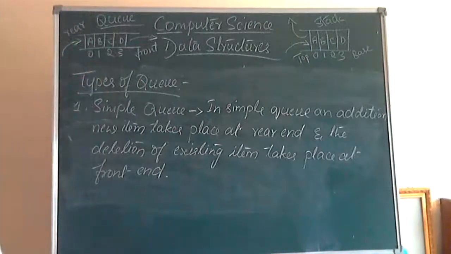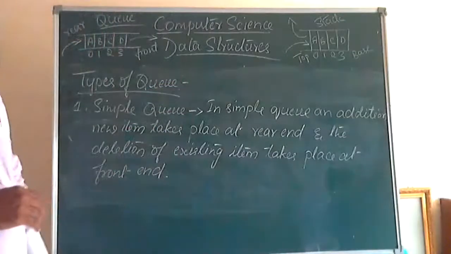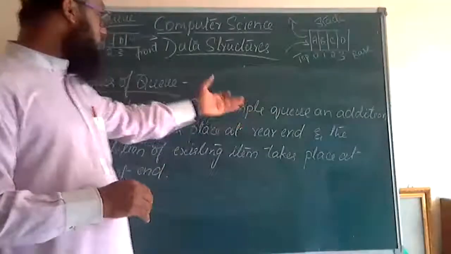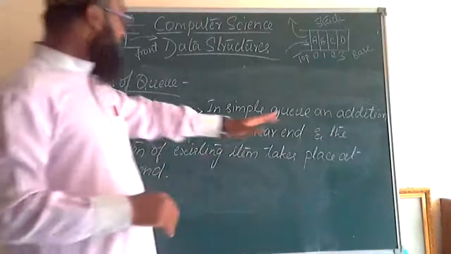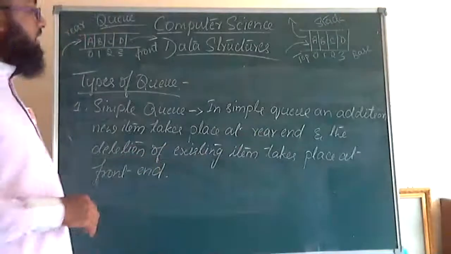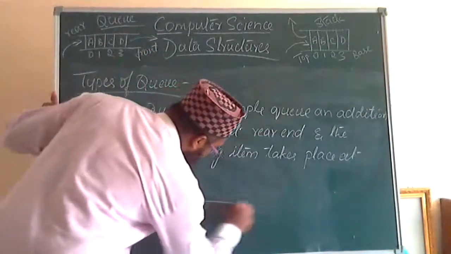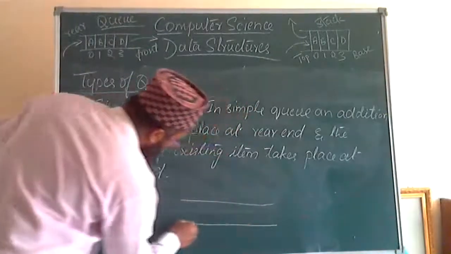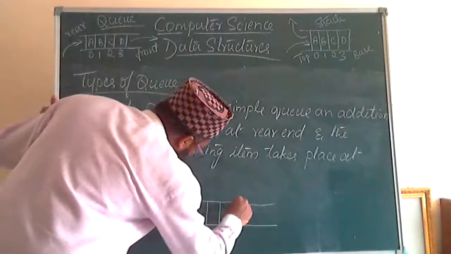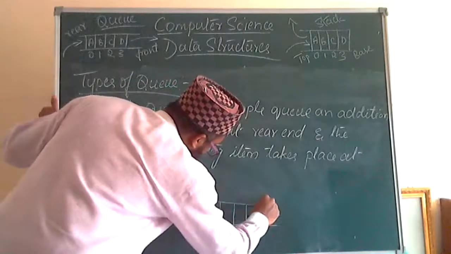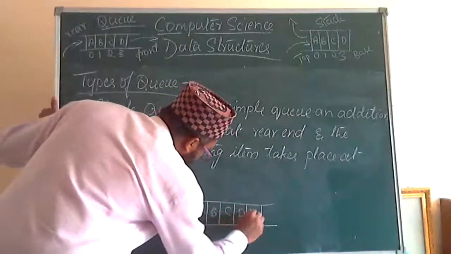What I have explained regarding queue, that is the explanation for the simple queue. In simple queue, an addition of a new item takes place at the rear end and the removal or the deletion of an existing item takes place at the front end. Okay, take one example here. This is a queue. It contains some items as A, B, C, D.